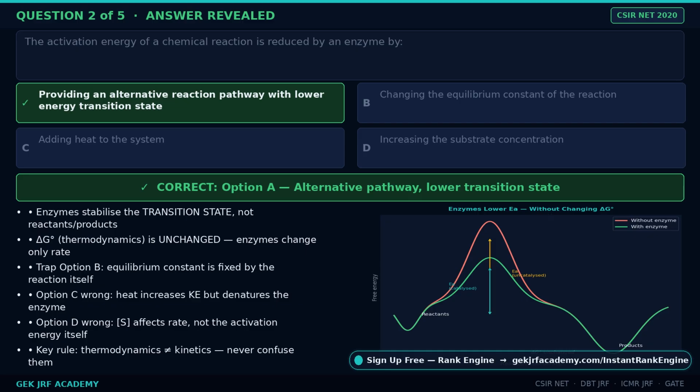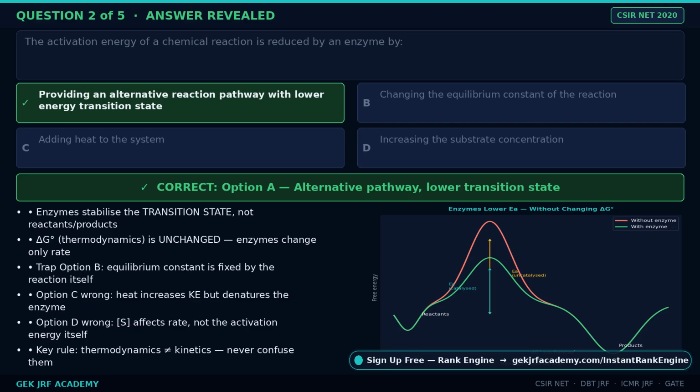Many students believe enzymes somehow make reactions more thermodynamically favorable. They do not. The equilibrium constant is unchanged. The reaction simply reaches equilibrium faster. Option C is wrong because adding heat would increase the reaction rate by increasing molecular kinetic energy. But this is not how enzymes work. And heat would denature the enzyme itself. Option D is wrong because increasing substrate concentration affects the rate of the reaction but not the activation energy itself.